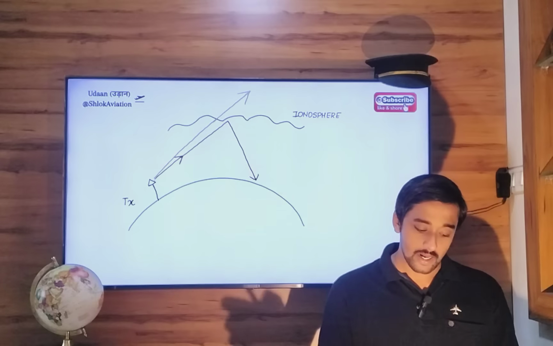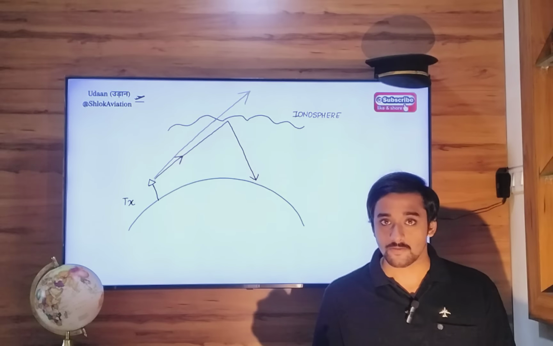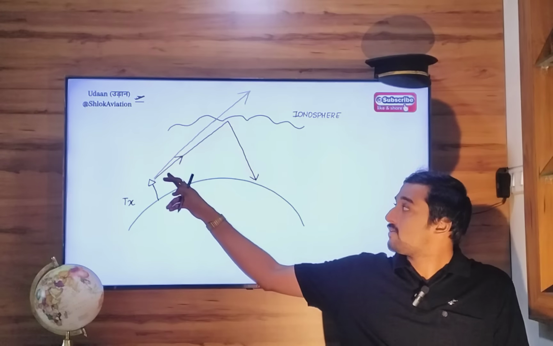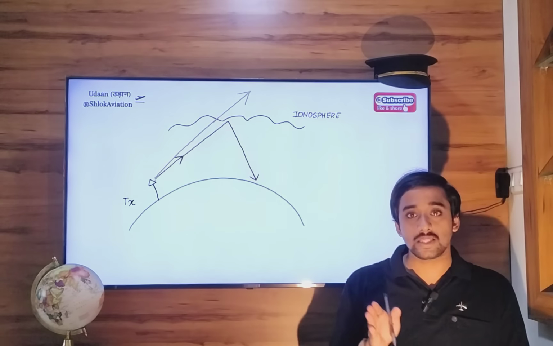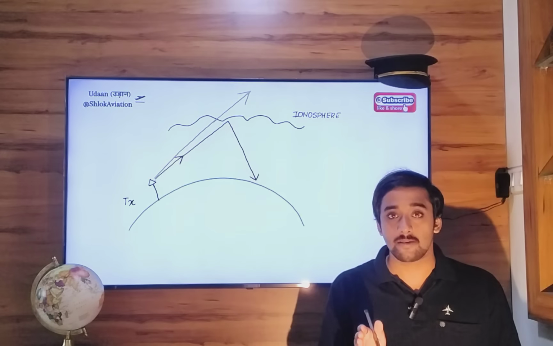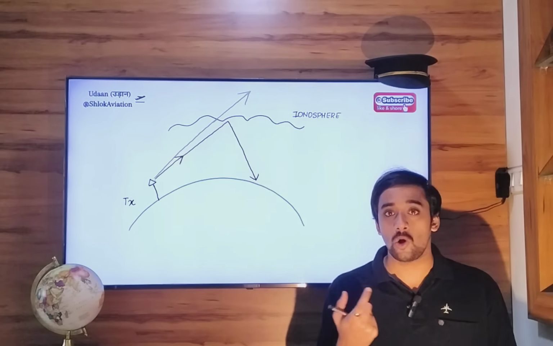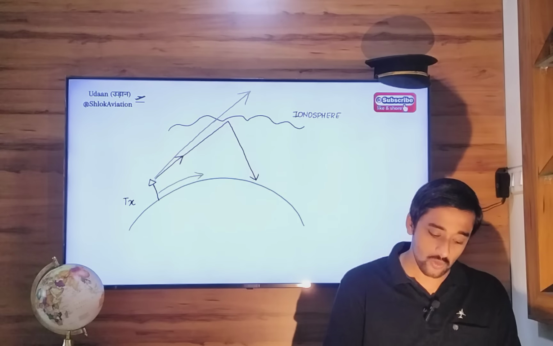Okay, but as frequency increases, this bending stops. As frequency decreases, the bending will happen and the signal will return to the Earth. The more you decrease the frequency, the more you go towards the low frequency band, medium frequency band, very low frequency band, this sky wave will no longer occur.